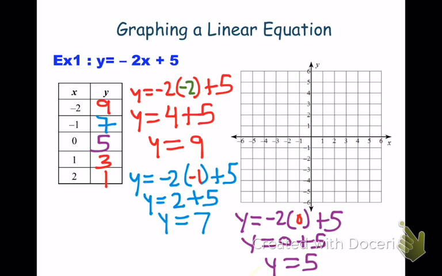So first one is negative 2. We look for negative 2 on the x-axis, and then we're going to go up 9. Notice that our graph only goes up to 6. So this point's going to be way up here somewhere. I am not going to graph it since it's off the chart. I've got plenty of other points to work with. So let's go on to the second point, which is negative 1.